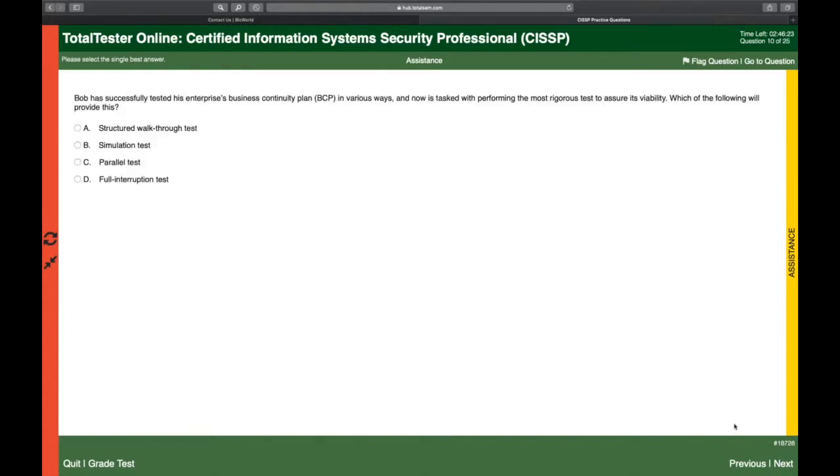All right. Number 10, Bob has successfully tested his enterprise's business continuity plan in various ways, and now is tasked with performing the most rigorous test to assure its viability. Which of the following will provide this? The most rigorous test. This is a layup. Delta, full interruption test.